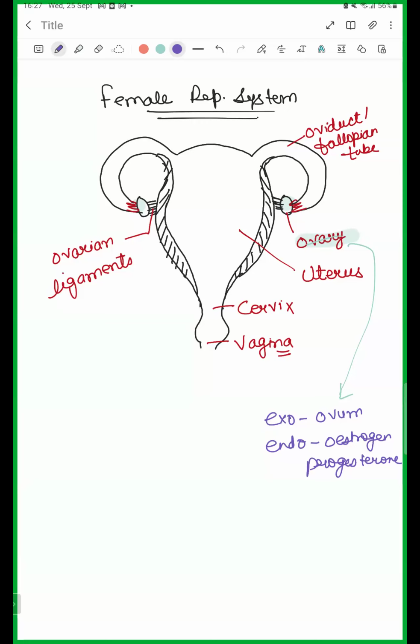Next is the fallopian tube. The fallopian tube is the site of fertilization. The fertilization takes place in the fallopian tube. It receives the ovum, and fertilization, if and when it takes place, happens over here. To receive the fertilized egg, the uterus walls prepare themselves.